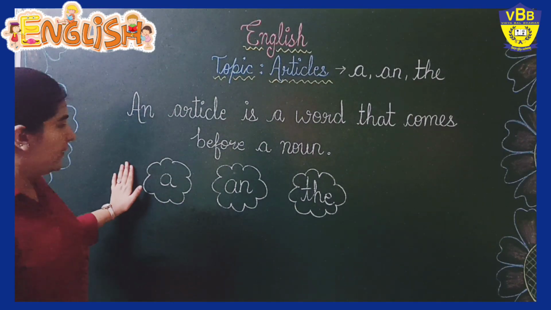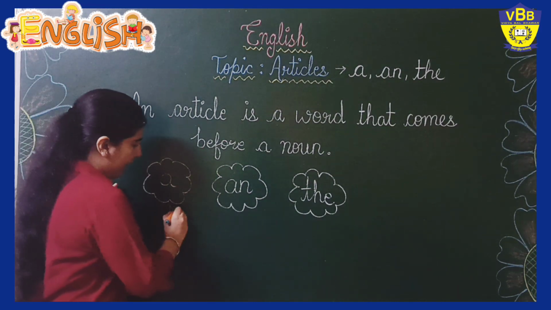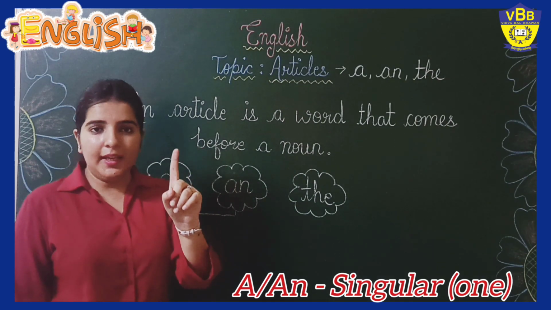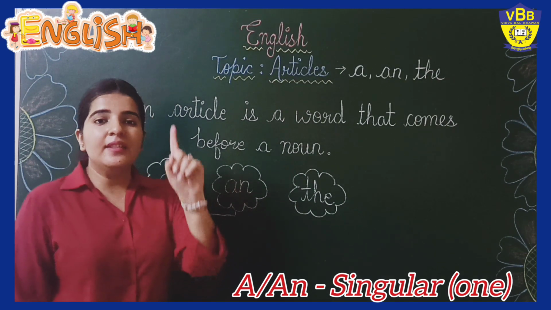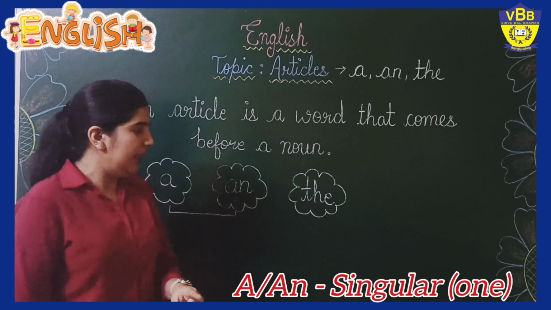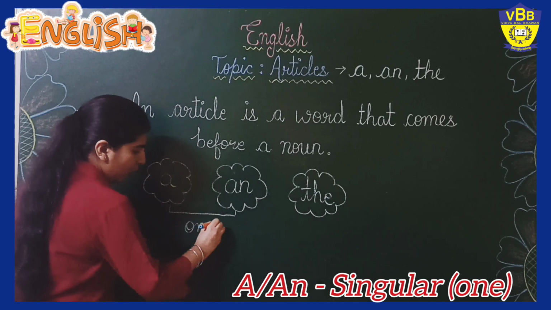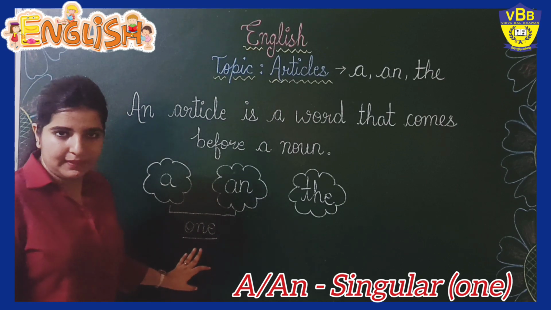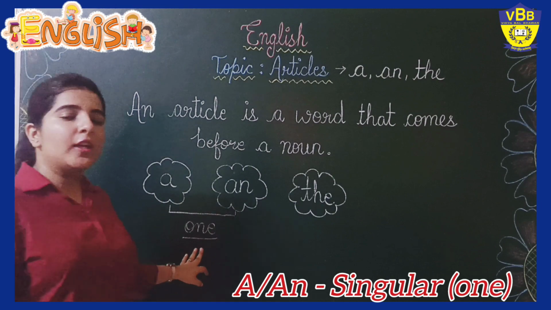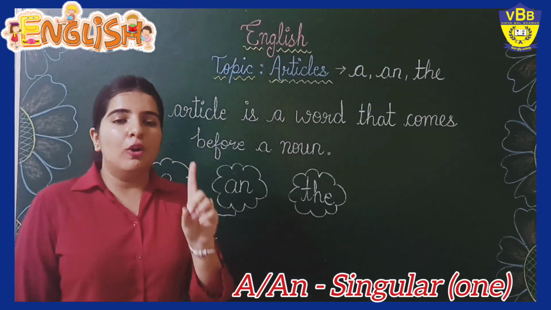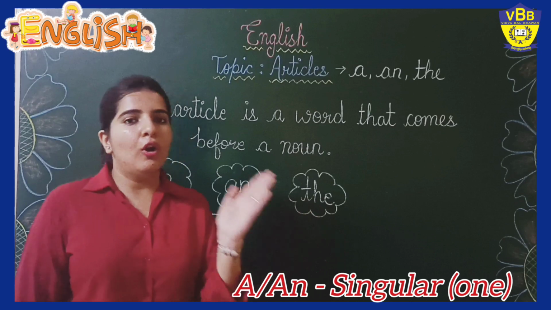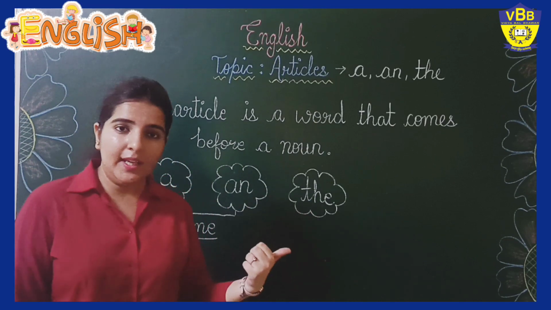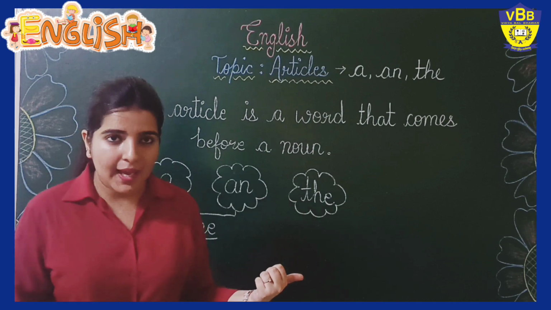So students, as you know, a and an denote one person or one place. Whenever we are talking about any one thing, we always use either a or an. Now the most important thing: where to use a and where to use an.